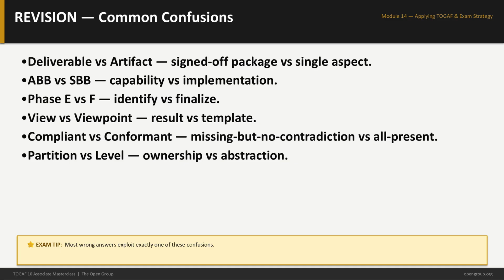Let's revise the confusions the exam deliberately exploits, because most wrong answers are built on exactly one of these. Deliverable versus artifact, a signed-off package versus a single aspect. ABB versus SBB, capability versus implementation. Phase E versus F, identify versus finalize. View versus viewpoint, the result versus the template. Compliant versus conformant, missing but not contradicting versus all features present. And partition versus level, ownership versus abstraction.